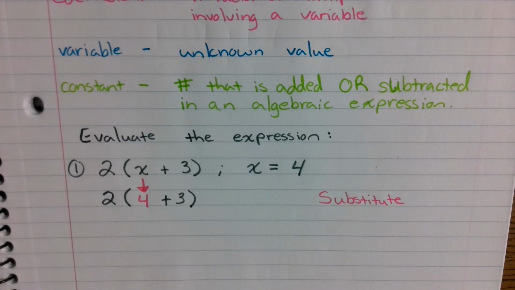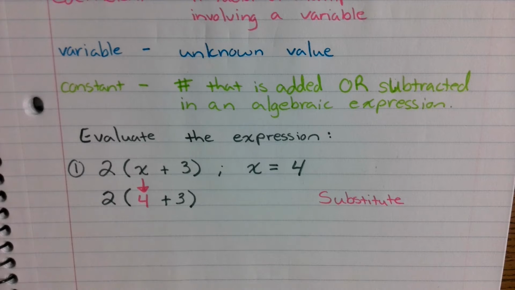It's now going to be 4 plus 3. And then I just evaluate it in order of my operations. What do I have to do first? Joshua? The parentheses. I have to add inside these parentheses. That's what I need to do first.